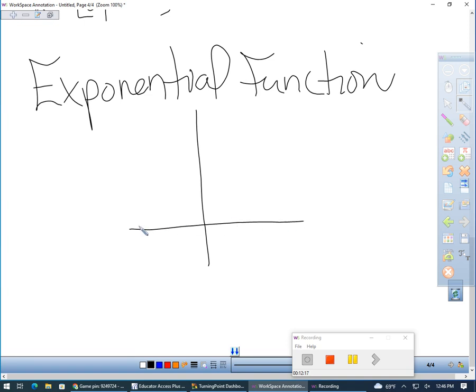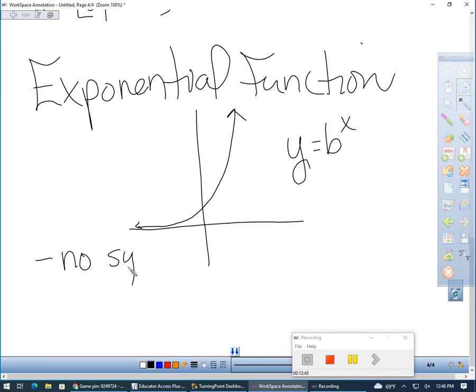The exponential function is close to the x-axis and then increases, right? It's really, really, really close to that x-axis. This is y equals b to the x. In this exponential function, does this have symmetry? It does not. So it has no symmetry.